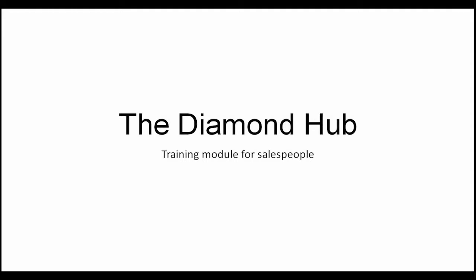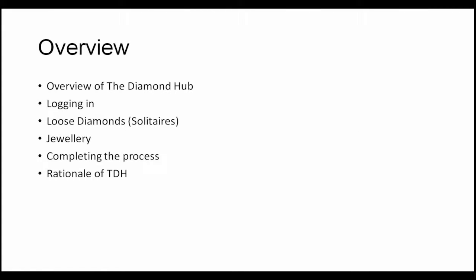Over the course of the next few minutes, we will give you an overview of the Diamond Hub and then give you a detailed explanation of its features and how to use it. We will first give you an overview of the Diamond Hub, then walk you through the login process, then explain how to choose loose diamonds, then explain choosing jewelry, and then finally walk you through the completion process. After that, we will explain the benefits of the Diamond Hub to you.